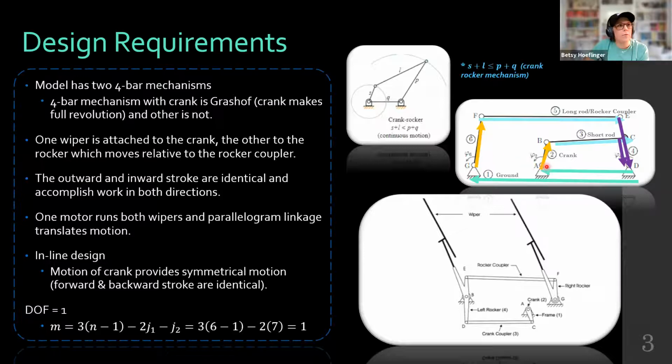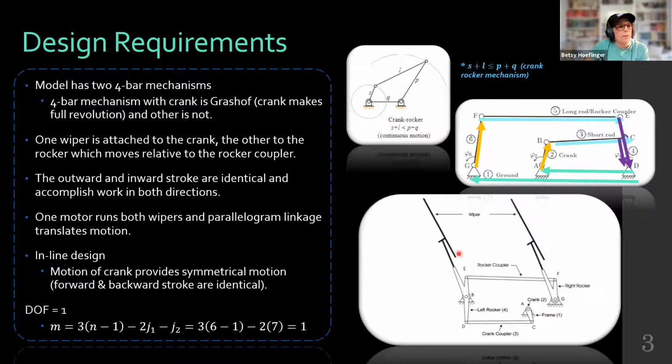So one wiper is attached to the crank. For example, if you look at this one, the crank is point A, attached directly to the crank coupler and then this left rocker. And then the other windshield wiper is attached to the right rocker. So one is a Grashof and one is not.